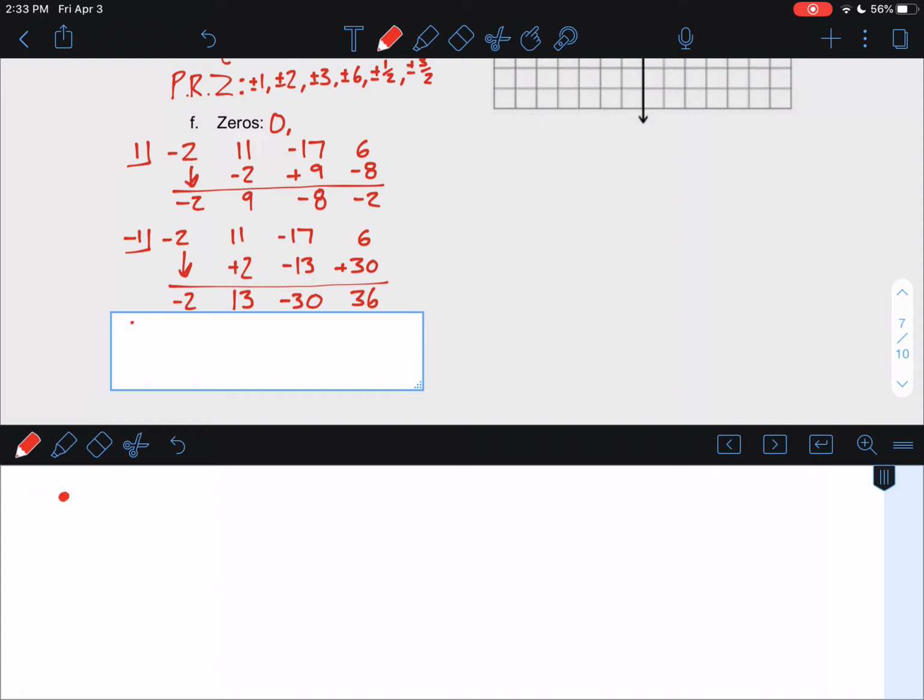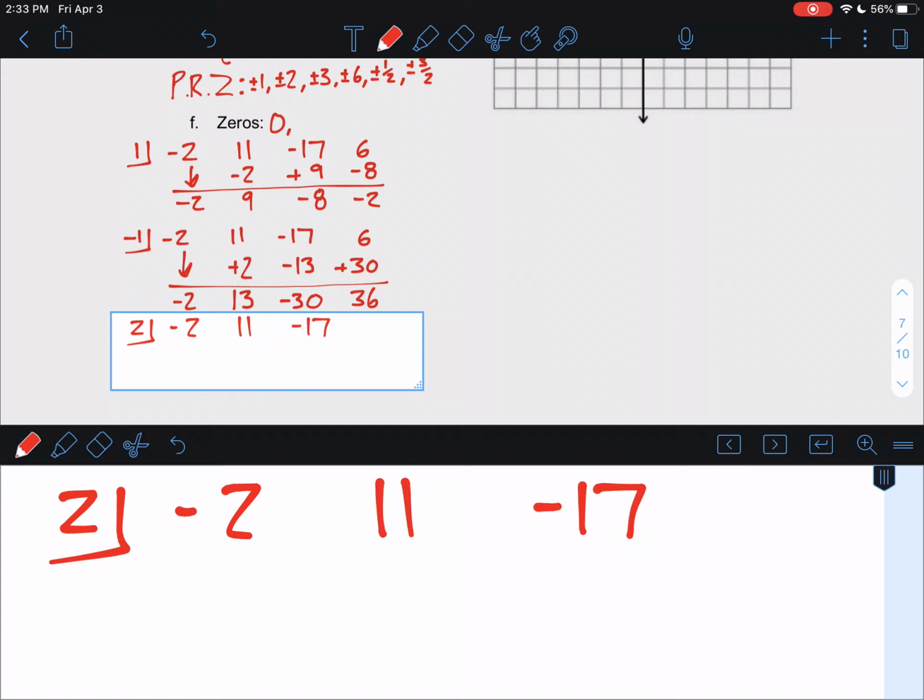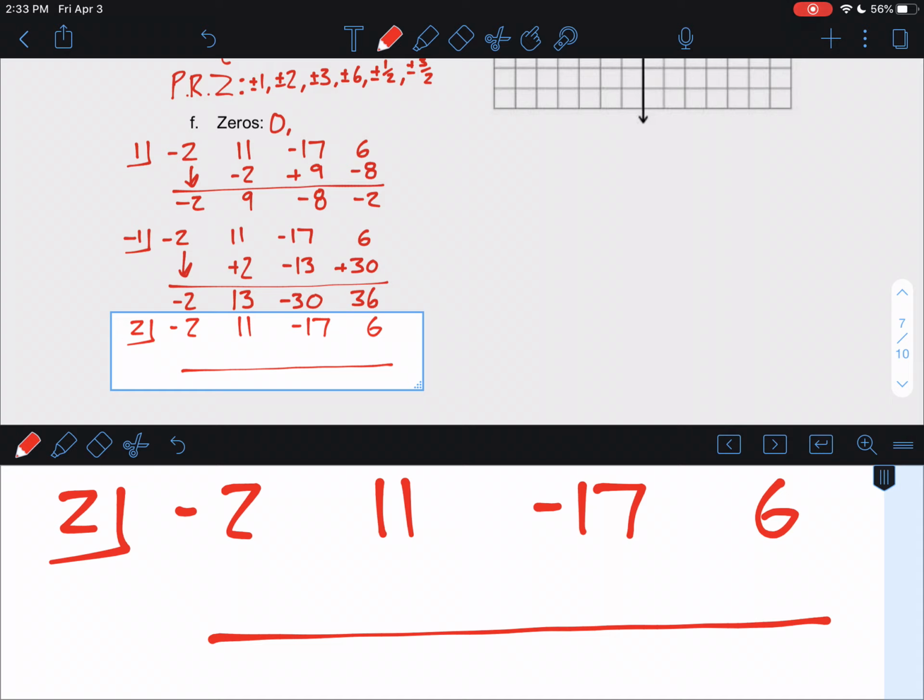Next one I'll do is 2. So I got negative 2, 11, negative 17, 6. And in case you forgot, this 1, this negative 1, this 2, these are coming from my list of possible rational zeros that I just listed in part E there.